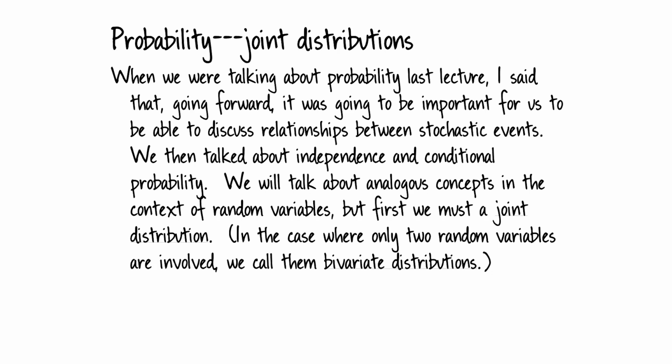Okay. So when we were talking about probability last lecture, at some point during the lecture, I said that it was going to be important for us to discuss the relationships between stochastic events. And then we talked about independence of events, and we talked about conditional probability, and then we sort of segued into Bayes' theorem and so forth. Well, we're going to talk about analogous concepts in the context of random variables as well. But in order to do that, I first have to define a joint distribution. Okay? So in the case where only two random variables are involved, we're going to call that a bivariate distribution. We'll see multivariate distributions later on in the semester.